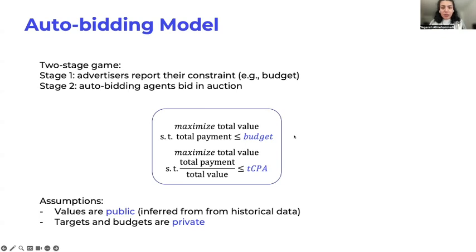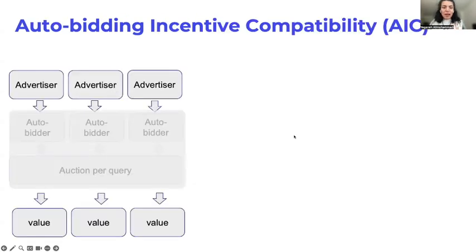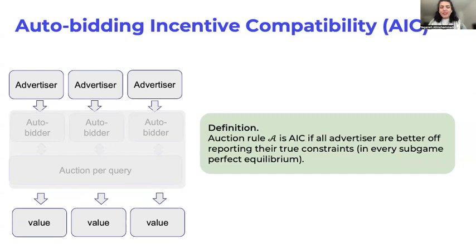Now, with this model in hand, let me be specific about auto bidding incentive compatibility, or AIC for short, which we define. In the eye of an advertiser, the whole auto bidding setting is like a black box. The advertiser doesn't care about how the auto bidder is solving the optimization. They just care about what they're reporting to this black box and what value they're getting out of it. So with this in mind, we define the concept of auto bidding incentive compatibility, or AIC, as follows. We say an auction rule is AIC when advertisers are better off reporting their constraint rather than lowering it. So in any equilibrium between the auto bidders, an advertiser would, for example, report the true budget.